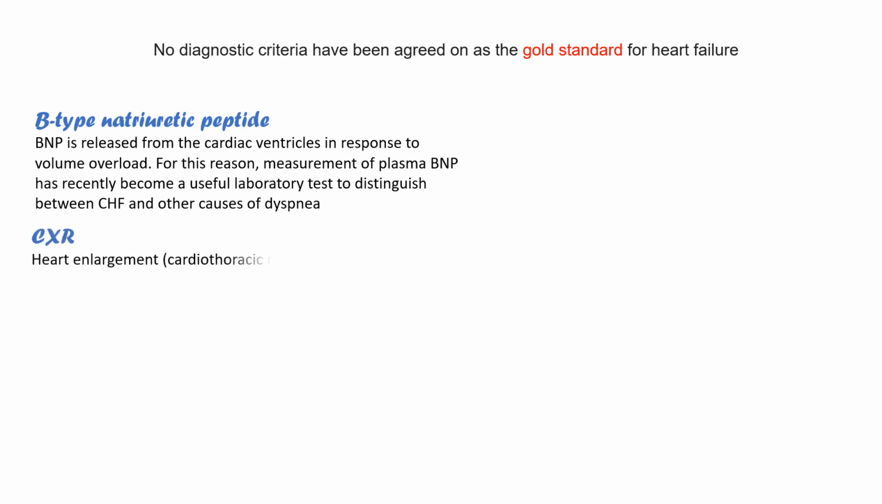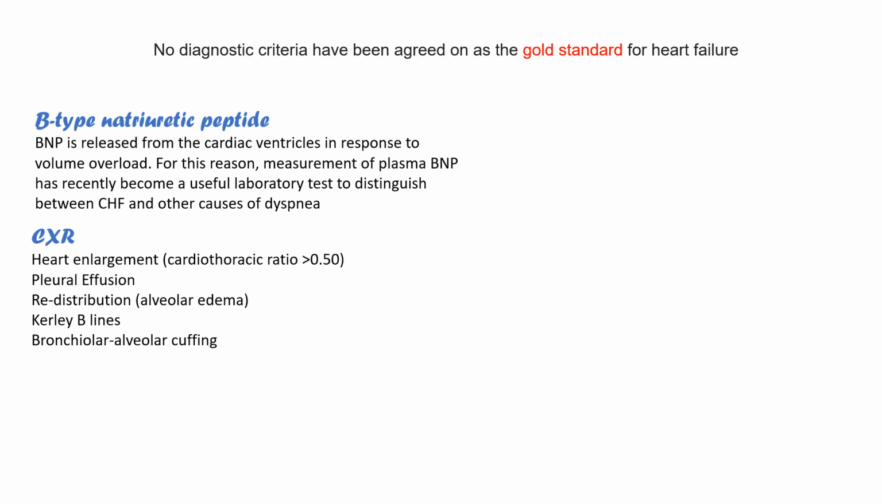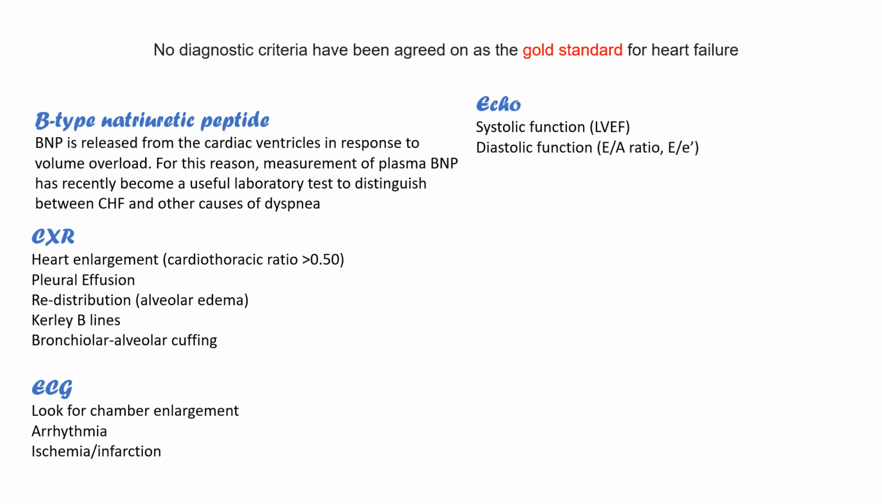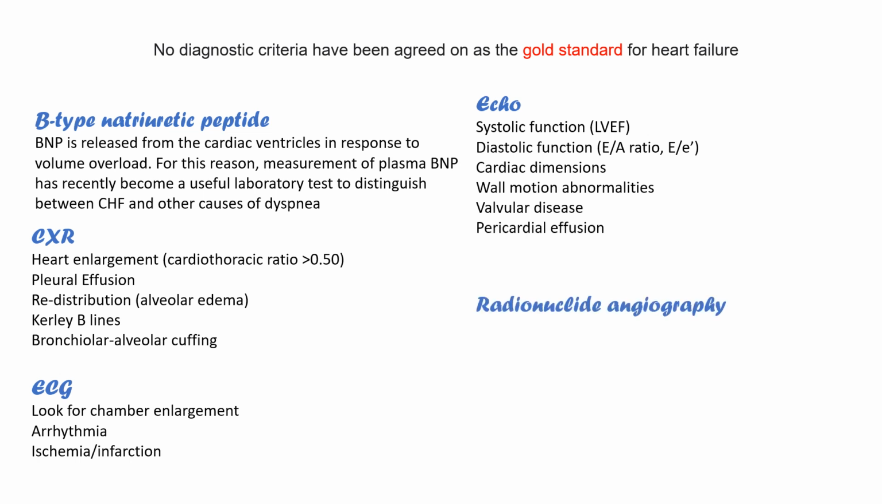Chest X-ray is done to check for enlargement of the heart, to check for pleural effusion, alveolar edema, Kerley B lines can be seen there, bronchoalveolar cuffing, and ECG is done in order to check for enlargement of chambers, arrhythmia, and infarction. Echocardiogram is done to check for systolic and diastolic dysfunction, cardiac dimensions, wall motion abnormalities, valvular disease, pericardial effusion. Radionuclide angiography is done to check for left ventricular ejection fraction, and myocardial perfusion scintigraphy is also done in order to evaluate for heart failure.